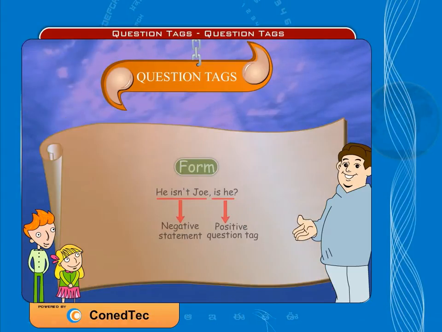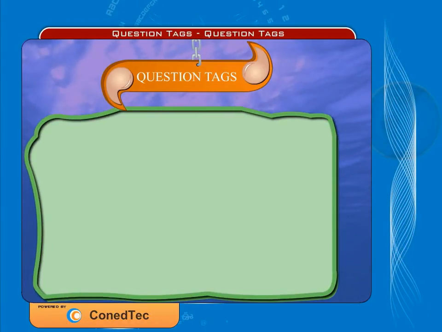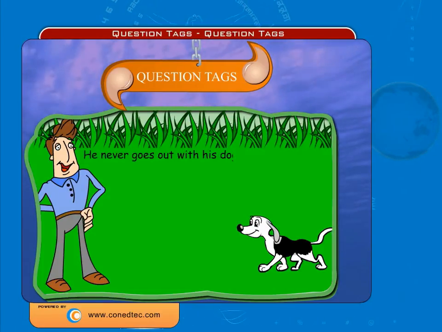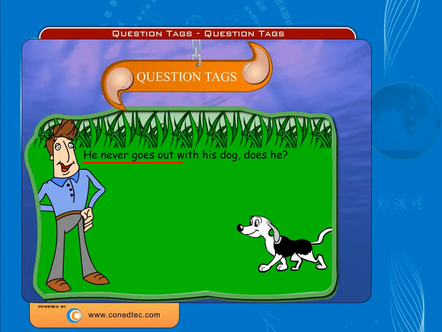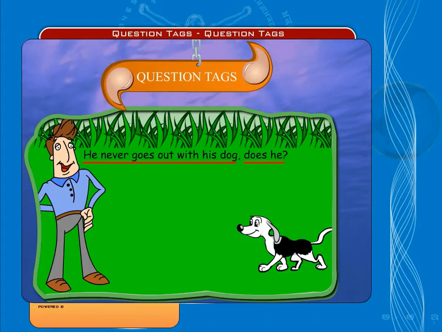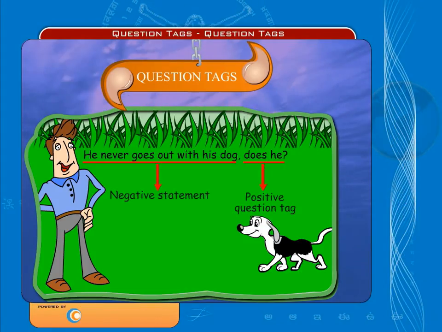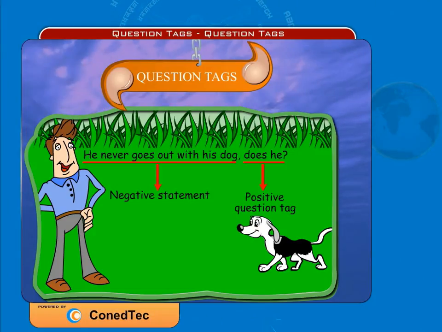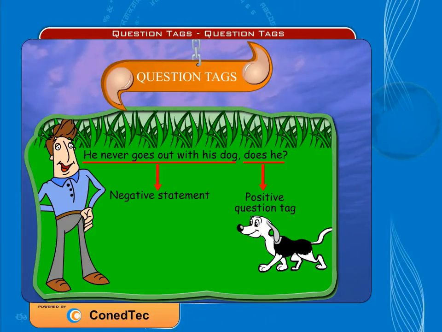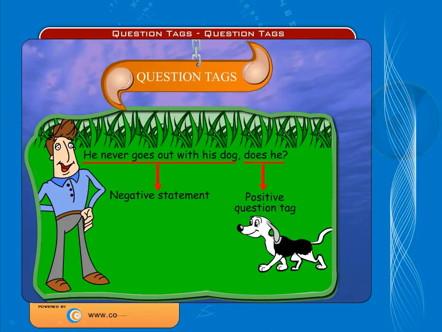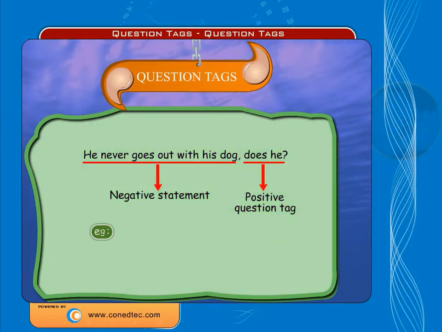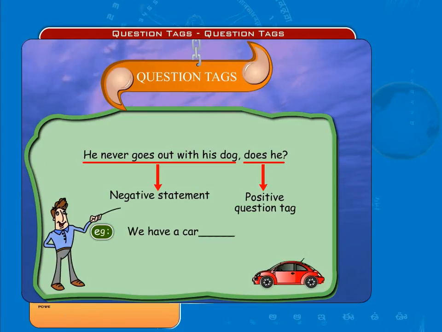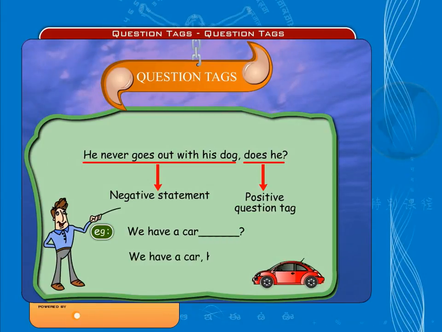Now look at these examples of question tags before proceeding in detail. He never goes out with his dog, does he? Here, "He never goes out with his dog" is the negative statement, whereas "does he" is the positive question tag. Have is a main verb in the sentence. It has many possibilities. We have a car. We have a car, haven't we?